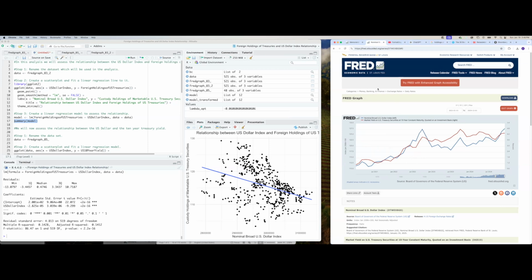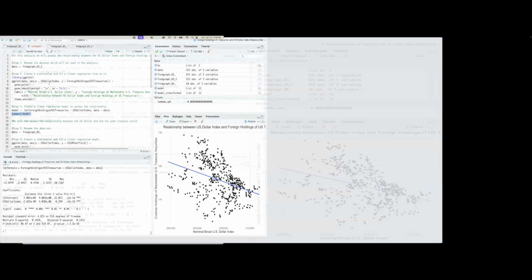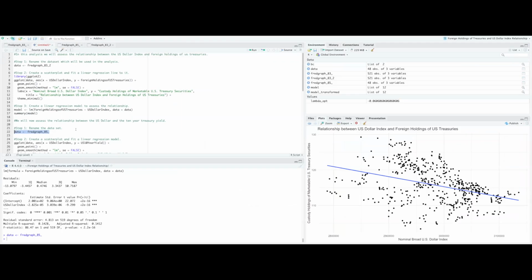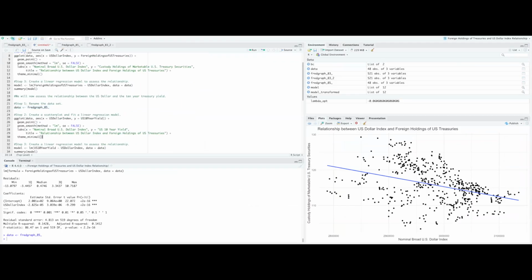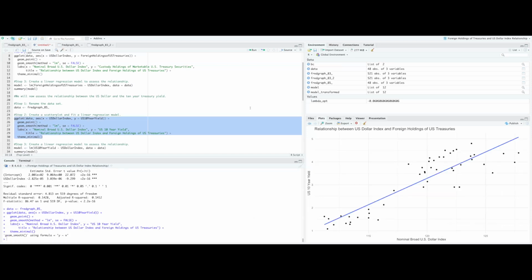Let's take a look at whether this relationship is indeed statistically significant within the RStudio environment. First of all, again, we will rename the data set, and then we will create, once again, a scatter plot with a linear regression line. And you can beautifully see here that there seems to be a strong positive relationship between the US dollar index and the 10-year yield. As the US dollar becomes stronger, the 10-year yield tends to increase.